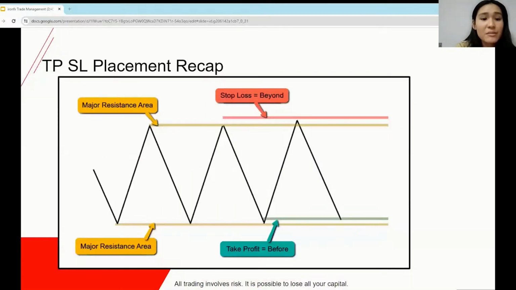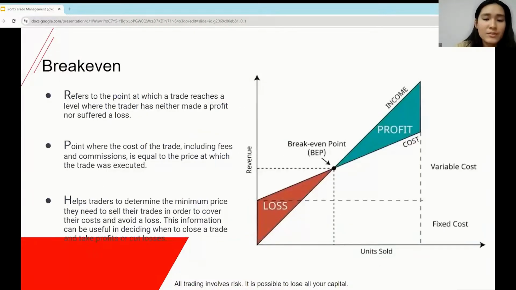So just a recap, we typically advise you to place your stop loss beyond a major resistance area and your take profit before a major resistance area. Okay, so that's just the general rule of things. Okay, so let's get into break even.